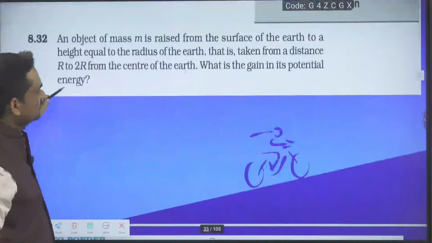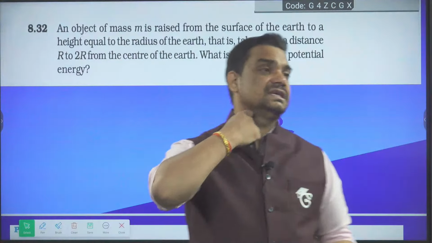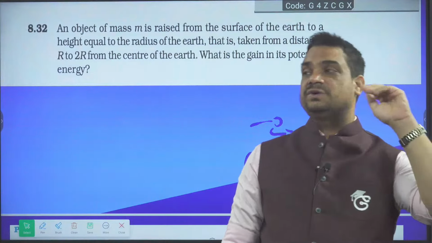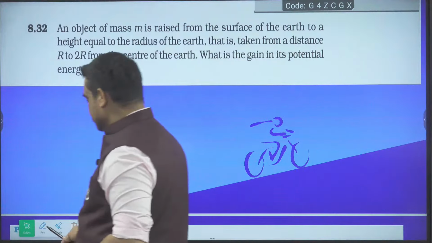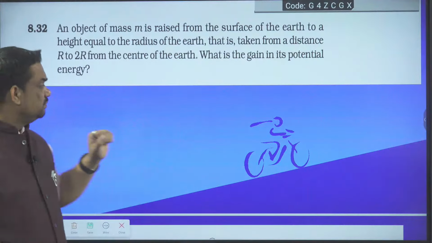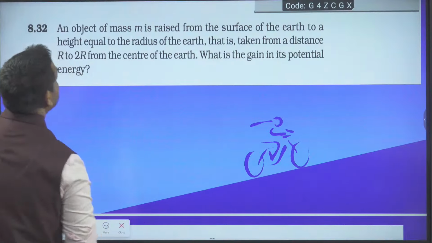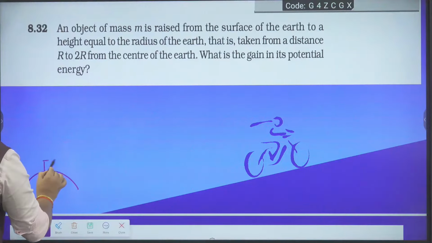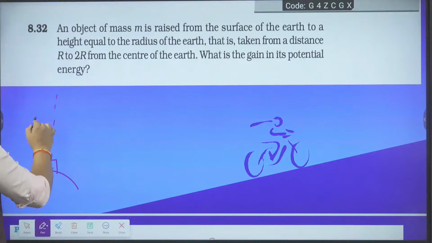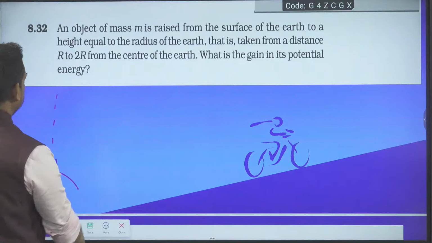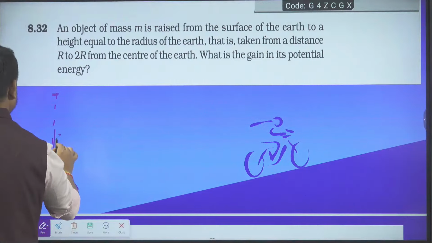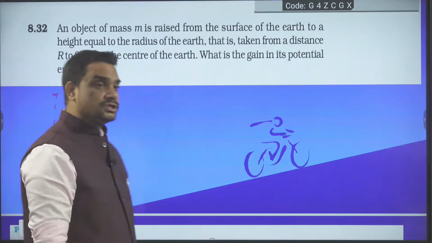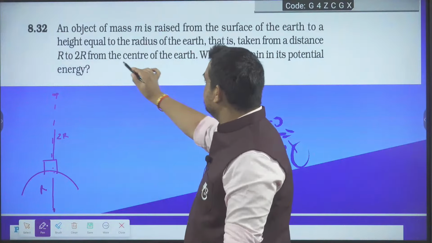Now, this is one question here: an object of mass m is raised from the surface of Earth to a height equal to the radius of Earth. Then what is the gain in potential energy? This is not a satellite, this is a body. This body is at the surface of Earth, and from here I am taking it to a height, from a distance r to 2r. Earlier it was r, then it becomes 2r. Distance is given directly from the center of Earth.